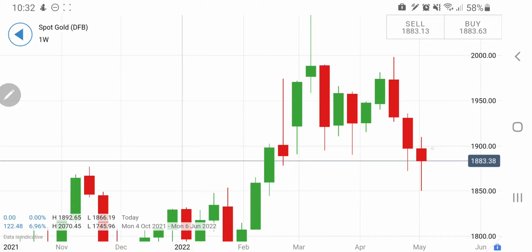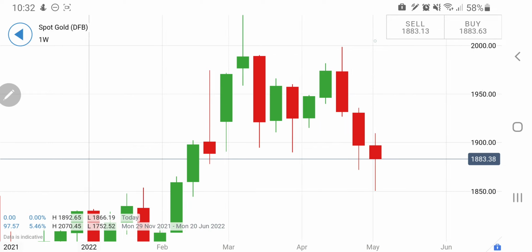Last week, as I shared in the weekly analysis, once you see gold trading beyond 1895 levels, you can go short, and the target is going to be 1860, 1850, and below that it can also try to achieve lower lows. However, first it has achieved 1850 and bounced back nicely towards the end of the week, closing the week at around 1883 levels.